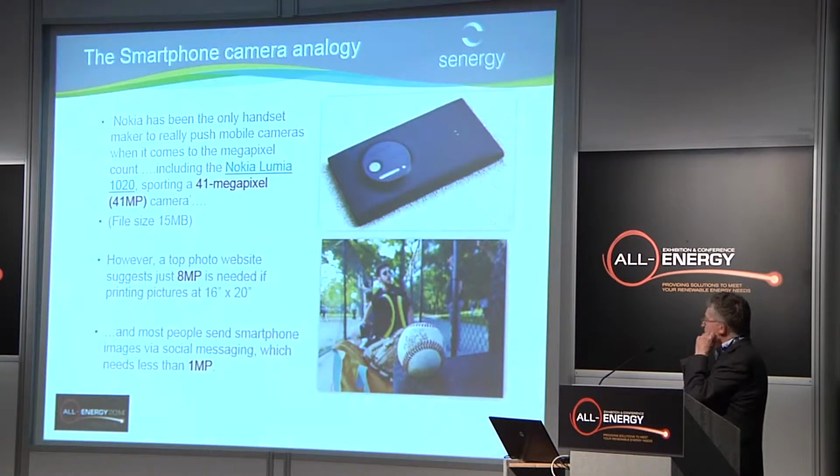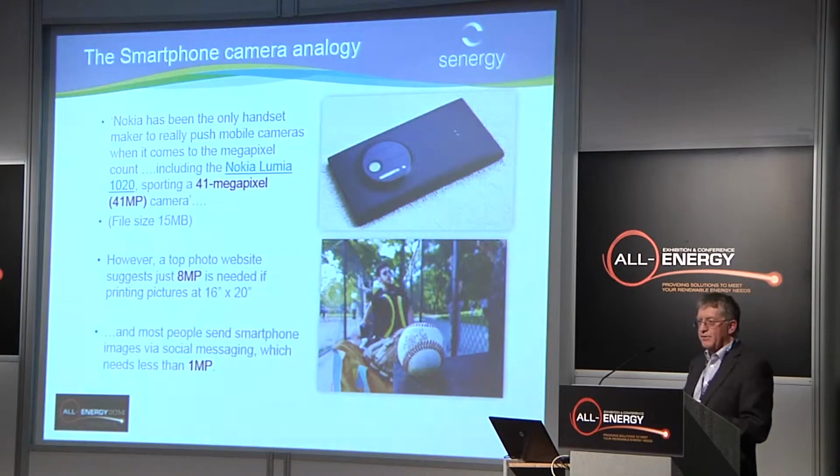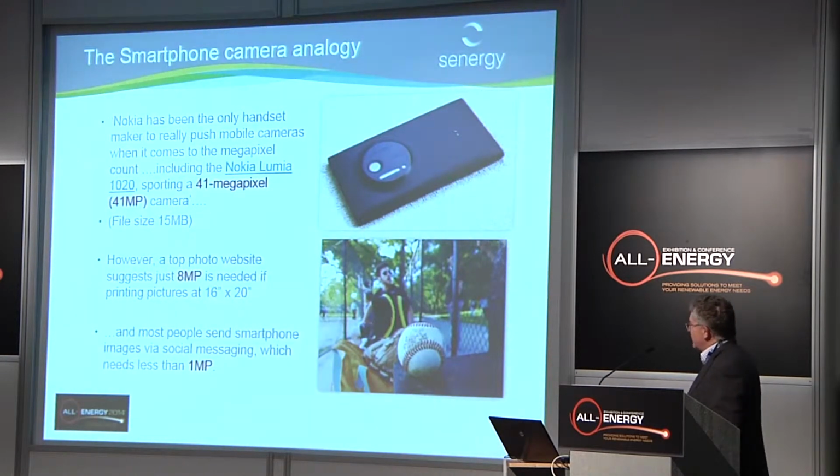And this is my analogy of the day here. Nokia has just brought out, probably a few months ago, the 1020 with a 41 megapixel camera for a smartphone. Apparently, a top photographic website told me that I need an 8 megapixel image if I want to blow up a picture to 16 inches by 20 inches at full resolution. Now, most people use their smartphones to take pictures in the pub or of their pets or whatever and use a 1 megapixel image. So, again, choose the right resolution for the right job.